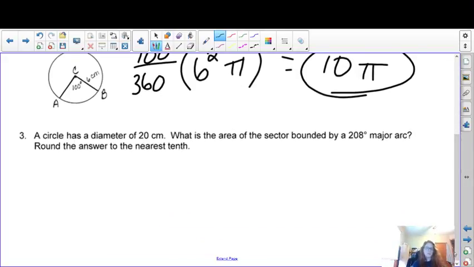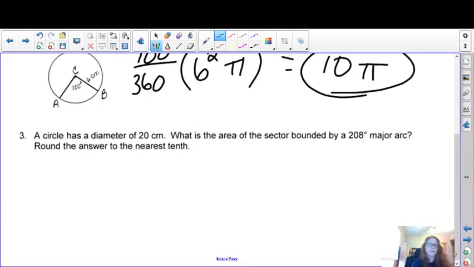Number 3, a circle has a diameter of 20 centimeters. What is the area of the sector bounded by a 208 major arc? Round your answer to the nearest tenth. We're going to go ahead and leave this in terms of pi again.